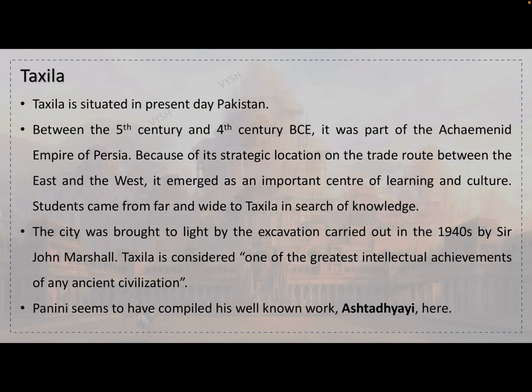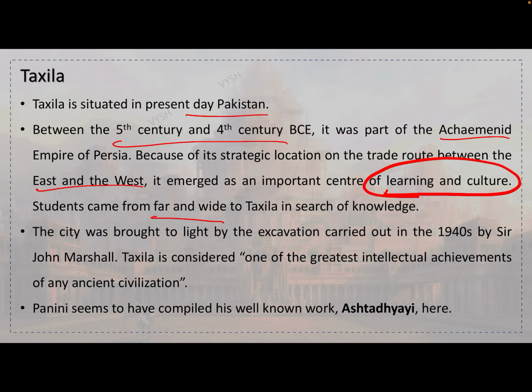So one of the important places there was Takshila. Takshila is situated in present day Pakistan. Between the 5th century and 4th century BC, it was part of the Achaemenid Empire of Persia. Because of its strategic location on the trade route between east and west, it emerged as an important center for learning and culture. Students came from far and wide to Takshila in search of knowledge.